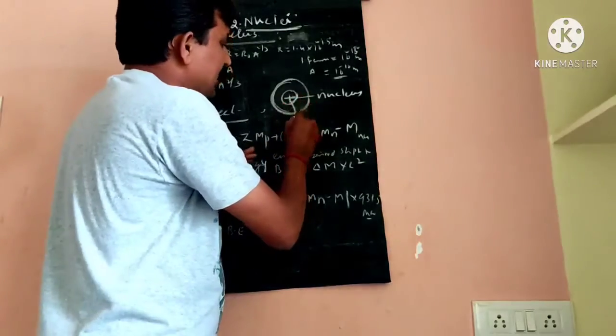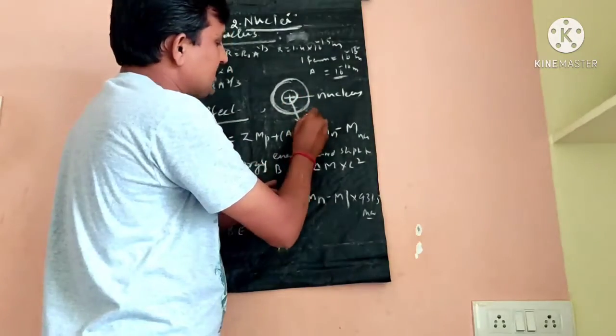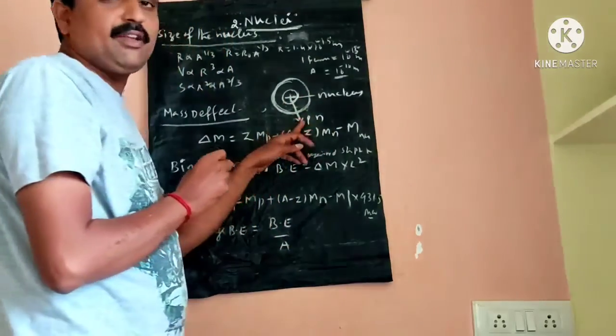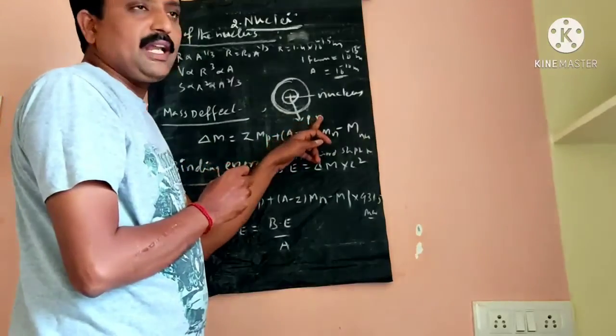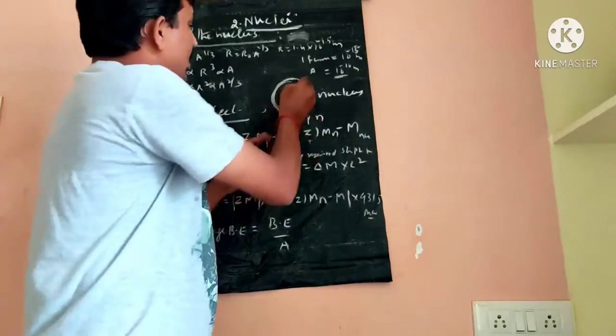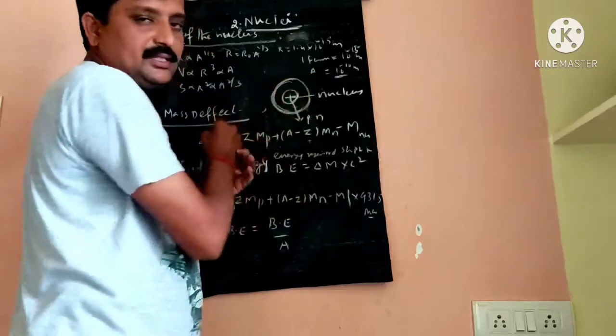The nucleus contains nucleons, protons and neutrons. Protons have positive charge, neutrons have neutral charge. The electrons are revolving around the nucleus.